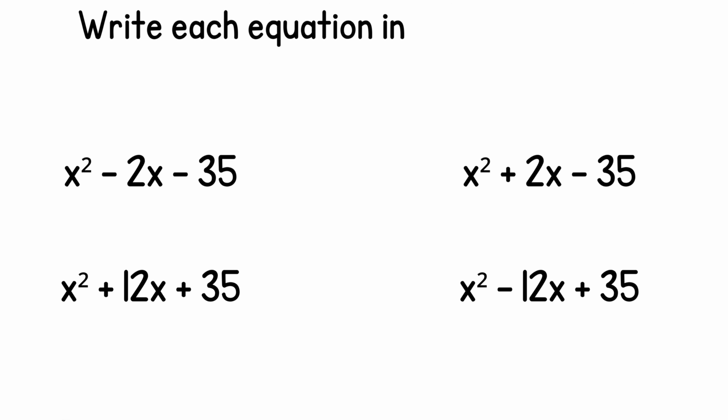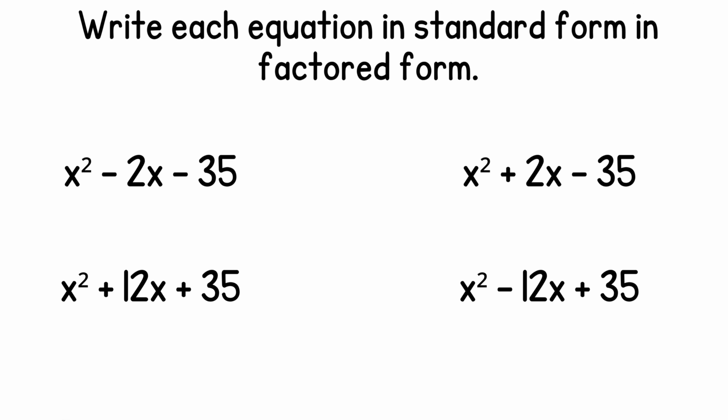In our last example, we're going to write each equation in standard form into factored form. So we'll look at our first expression of x squared minus 2x minus 35. So we need two numbers that multiply to negative 35 but add to negative 2. Those two numbers would be negative 7 and positive 5.